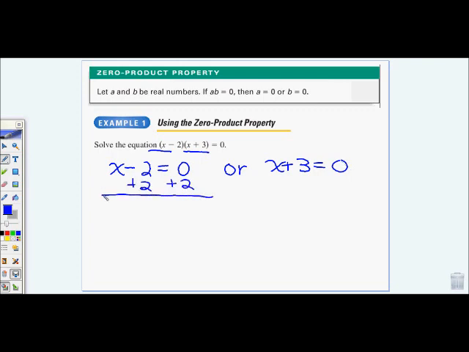I'm even going to write it out for you. So x is going to equal 2 here, or x could equal negative 3. So that's applying the zero product property. The solutions are 2 and negative 3. If you check those in the original equation, you will see that those equal 0.